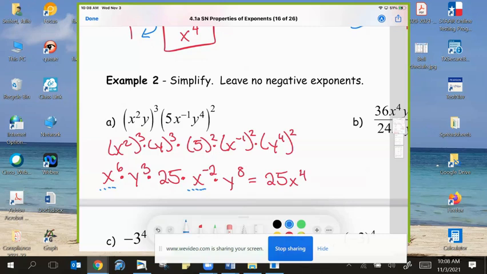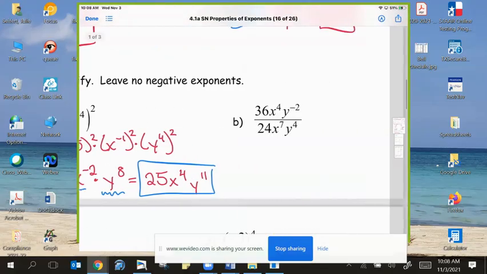On the y's, we have y to the 3rd times y to the 8th. So we'll add those exponents, get y to the 11th. So 25 x to the 4th, y to the 11th is our final simplified answer. There's no negative exponents, and there is a single factor of x, a single factor of y.